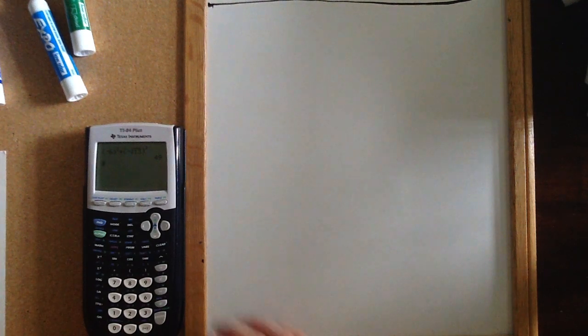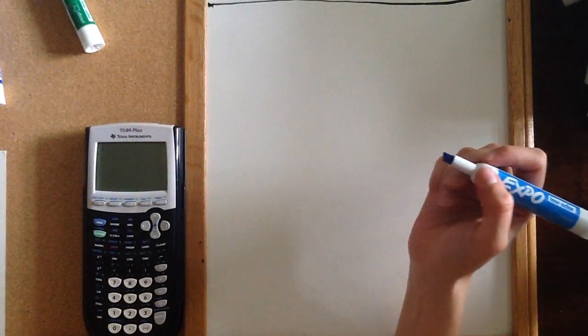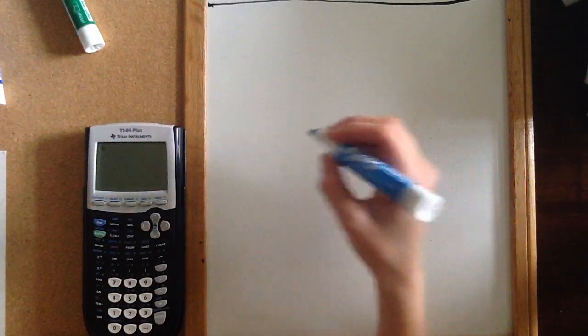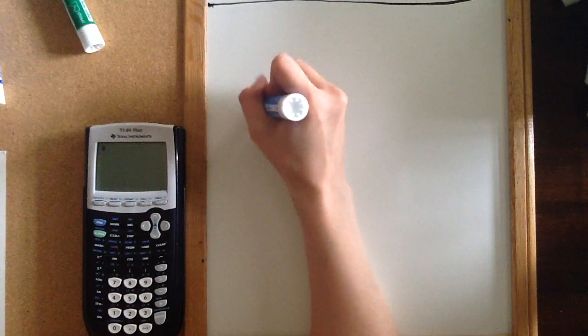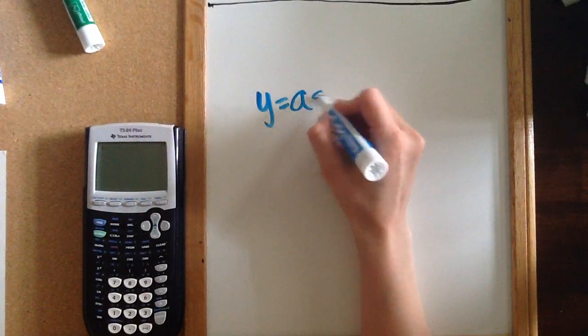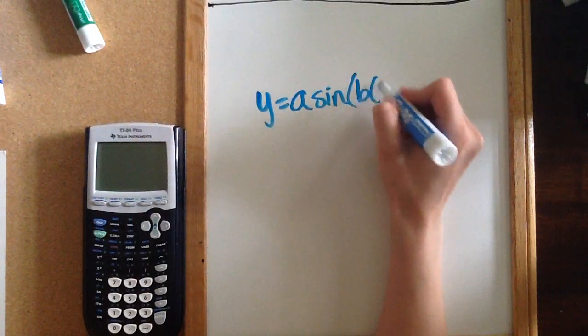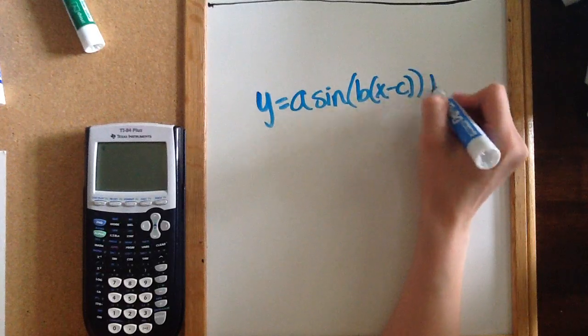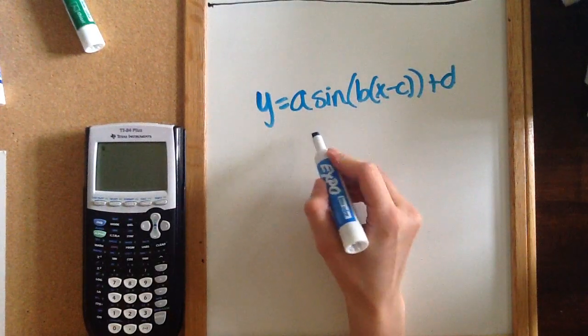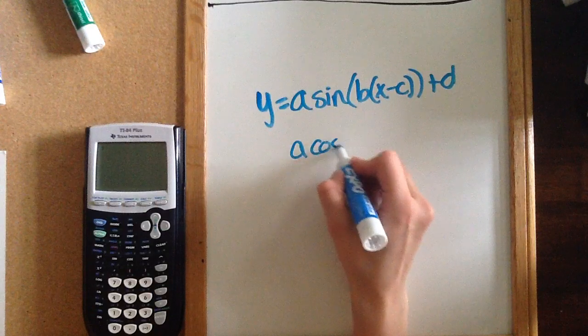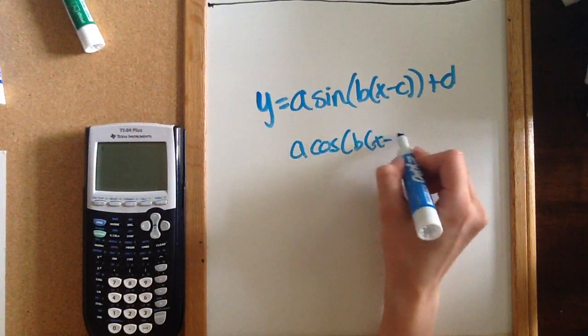Okay, I'm going to show you how you can identify different parts of a sine or cosine graph given the equation. So we have y equals a sine b x minus c plus d. And then the same thing similarly for cosine.